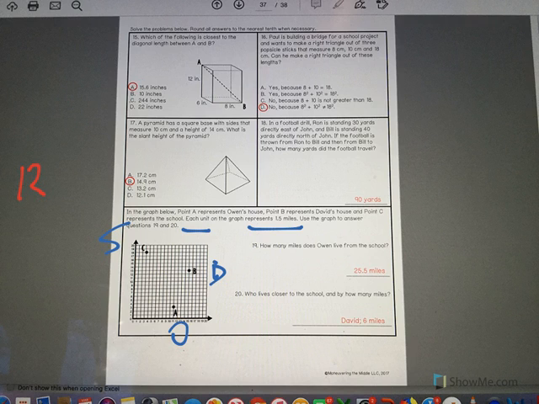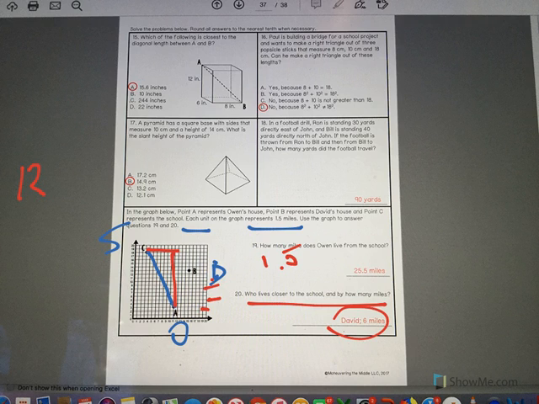Now, how many miles does Owen live from the school? So there's our first line, right? If I wanted to figure that out, well, I could just make it again into a right triangle. The only thing I have to remember is that instead of counting by ones, I have to count by 1.5. So I would count them all up and multiply them by 1.5. Then, who lives closer to the school and by how many miles? So that's David at 6.